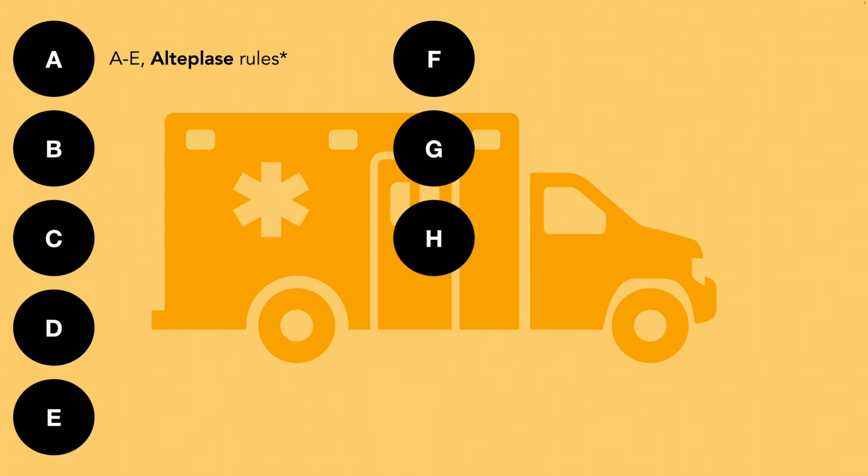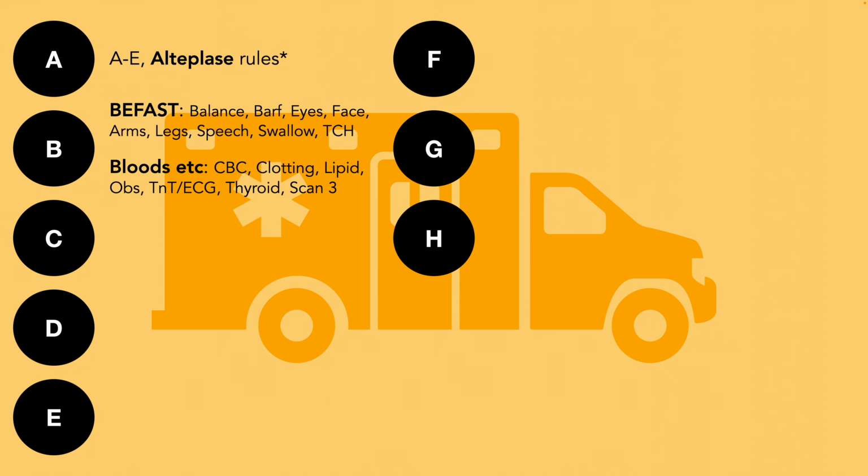So A2E assessment, and you're going to look at the alteplase or tenecteplase rules, which we're going to come to in a moment. We're going to ask the questions, BE FAST. So balance and BARF: eyes, face, arms, sensory motor, legs, sensory motor, speech and swallow issues, and a thunderclap headache, worst pain in their life, in the head, sudden onset, like being hit on the back of the head by a cricket bat, that kind of thing. Rule out subarach, right?